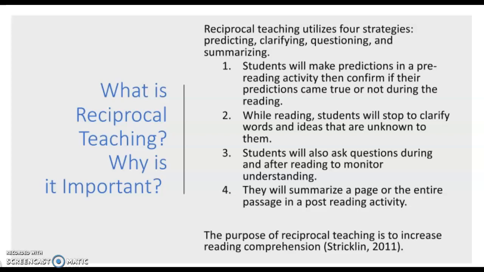Reciprocal teaching utilizes four strategies: predicting, clarifying, questioning, and summarizing. Students will make predictions in a pre-reading activity, then confirm if their predictions came true or not during the reading. While reading, students will stop to clarify words and ideas that are unknown to them. Students will also ask questions during and after reading to monitor understanding. They will summarize the page or the entire passage in a post-reading activity. The purpose of reciprocal teaching is to increase reading comprehension.